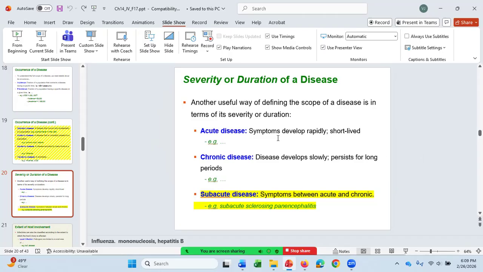There are diseases in between an acute and a chronic disease. You don't need to know about it. The name is subacute disease. You don't need to even know that. The symptoms are between an acute and a chronic disease. An example is subacute sclerosing panencephalitis. I'm sure you've never heard of that disease. Any question about acute and chronic diseases?